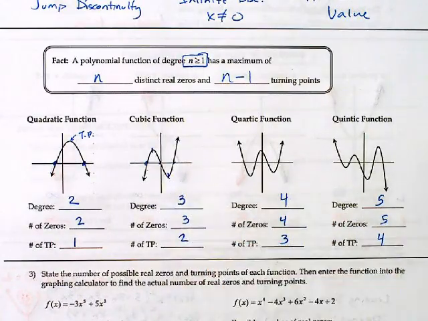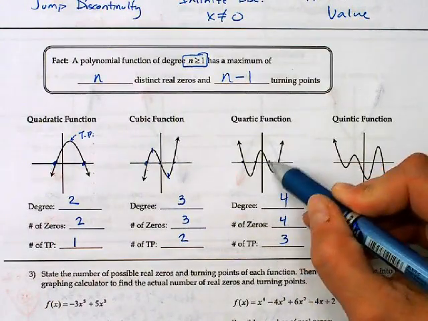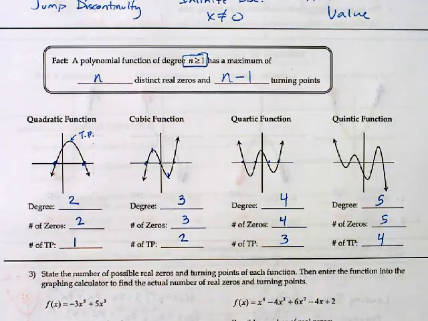All right, quartic function, that's going to be your degree 4. We do see on this graph 4 real zeros. There could be less depending on how the waves turn. 3 turning points on this particular graph. Lastly, we're going to look at the quintic function, that is degree 5, 5 real zeros, and 4 turning points, 4 maximum turning points.